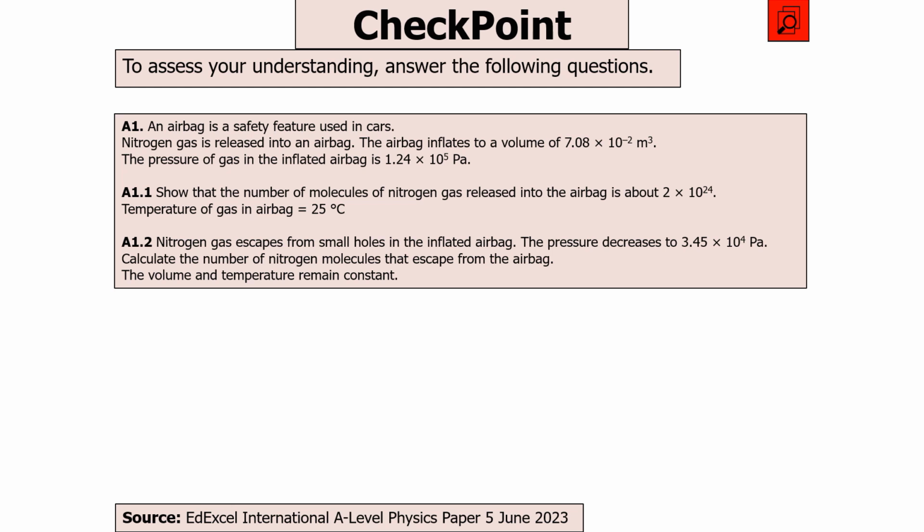The pressure of the inflated airbag is 1.24 times 10 to the 5 pascals. Show that the number of molecules of nitrogen gas released into the airbag is about 2 times 10 to the 24. Nitrogen gas escapes from small holes in the inflated airbag. The pressure is decreased to 3.45 times 10 to the 4 pascals. Calculate the number of nitrogen molecules that escape from this airbag. The volume and temperature remain constant.